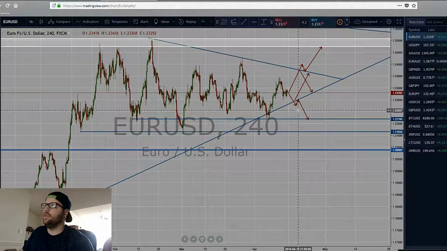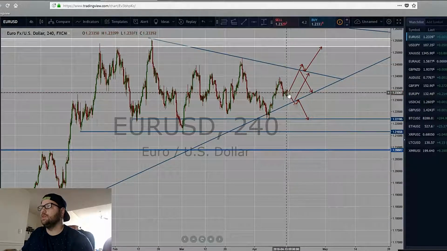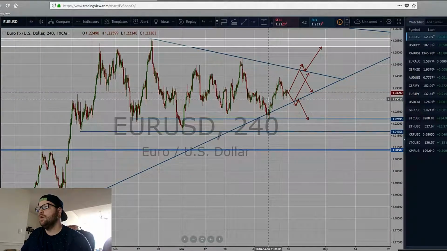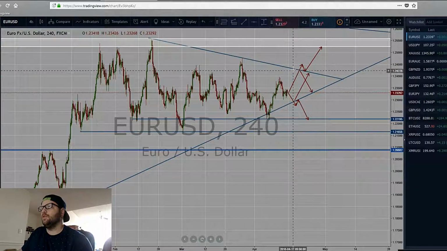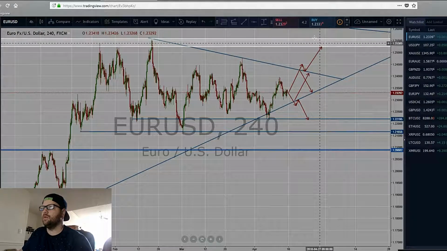And with the outlook of USD this week, I'm expecting EU to go bullish, and so I'm looking for either a retest of this trend line up here, if not a retest or a break and a retest, and then continuation upward to the zone.